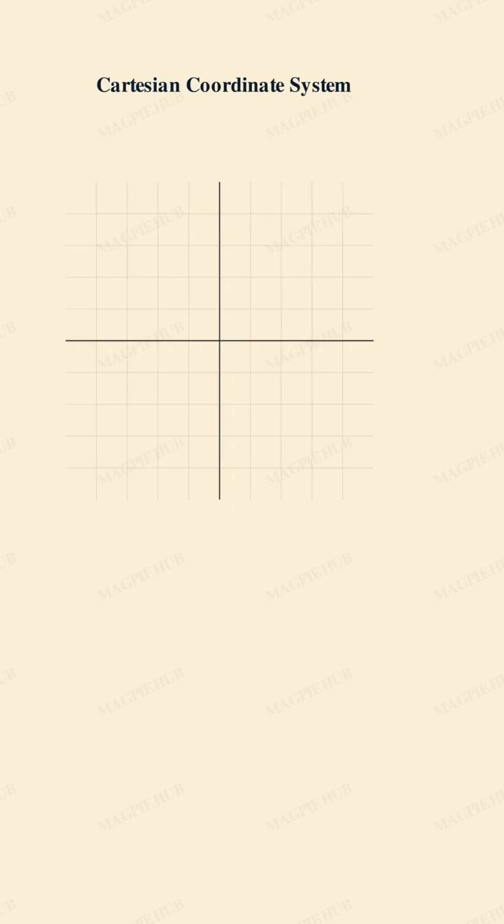The Cartesian coordinate system. Named after René Descartes, this system uses two perpendicular number lines called axes. The horizontal line is the x-axis, and the vertical line is the y-axis. Their intersection is the origin, denoted O, with coordinates 0, 0. The plane is divided into 4 quadrants.